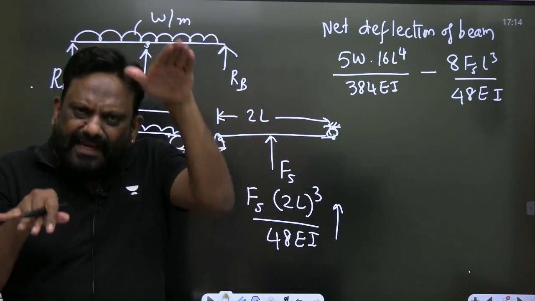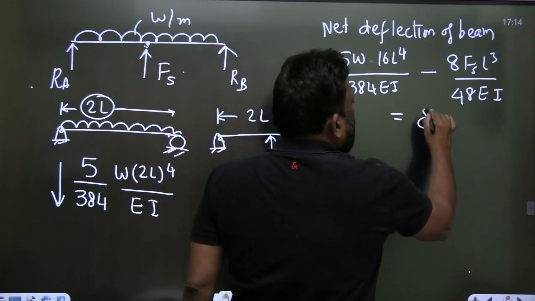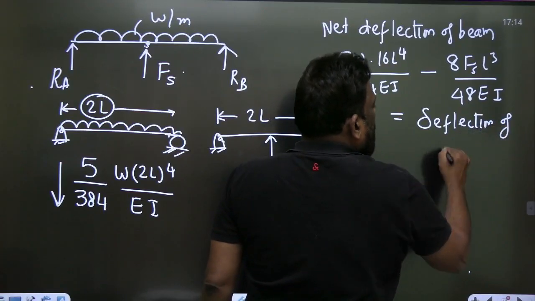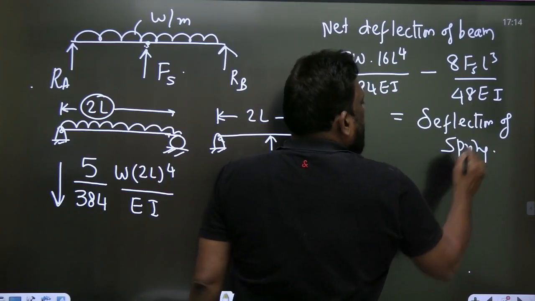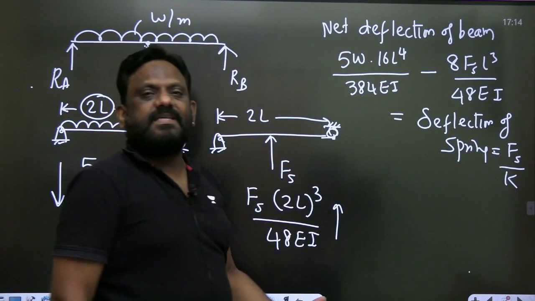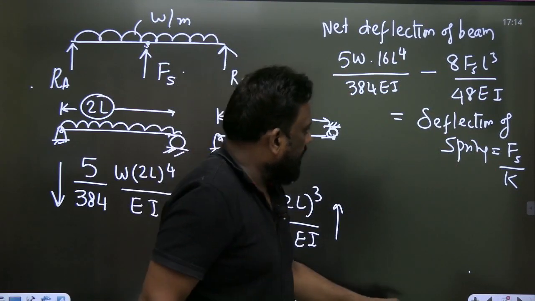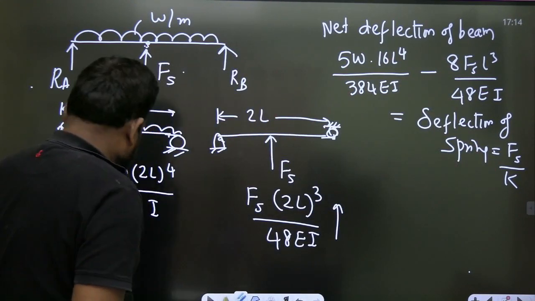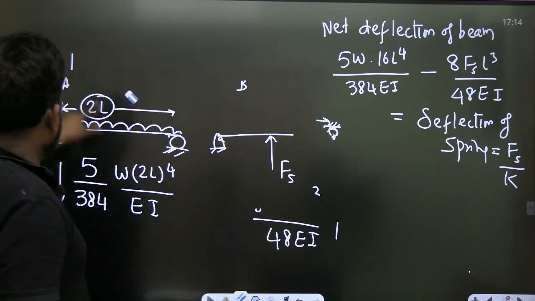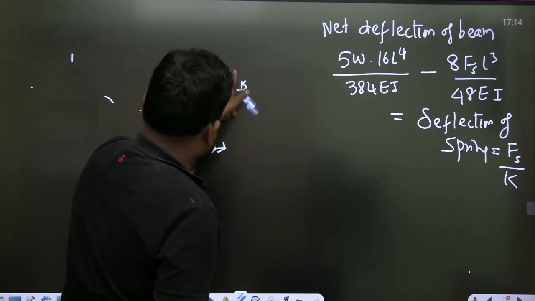Net deflection should be equal to the deflection of spring, because whatever the beam is deflecting. The deflection of spring is given by delta equal to Fs by K. So this should be equal to Fs by K. So what shall we do? Let me erase this. Don't worry.